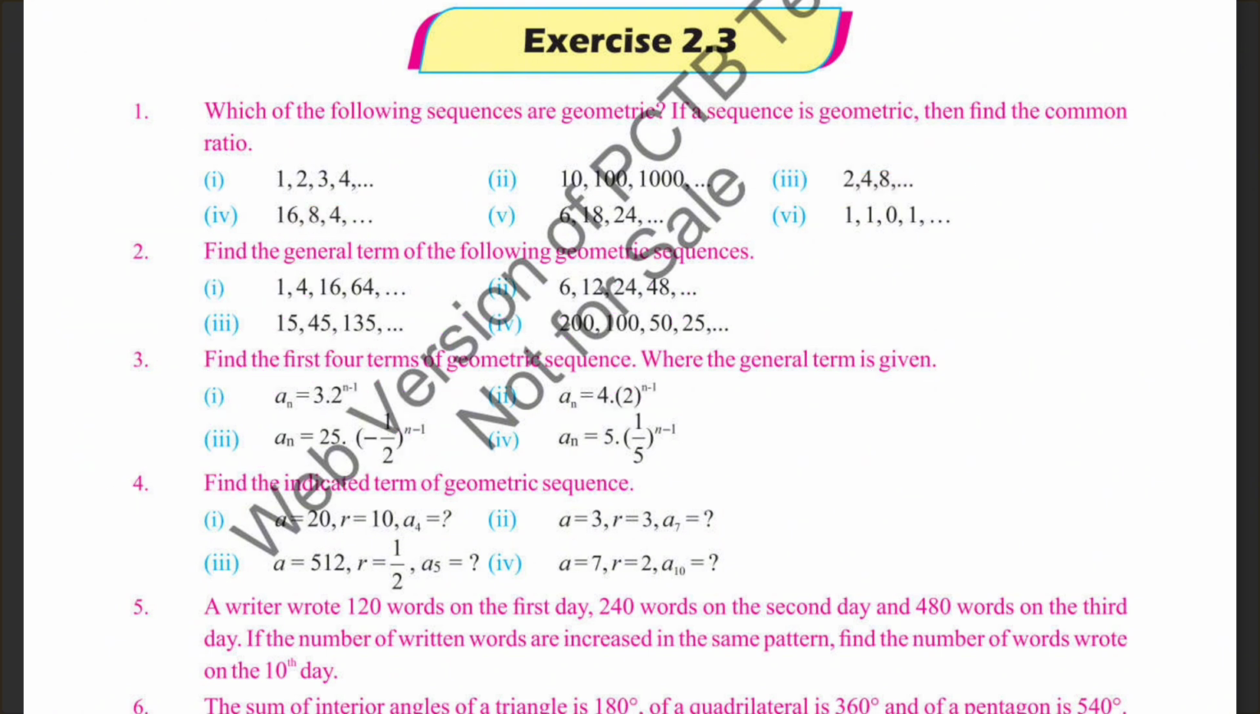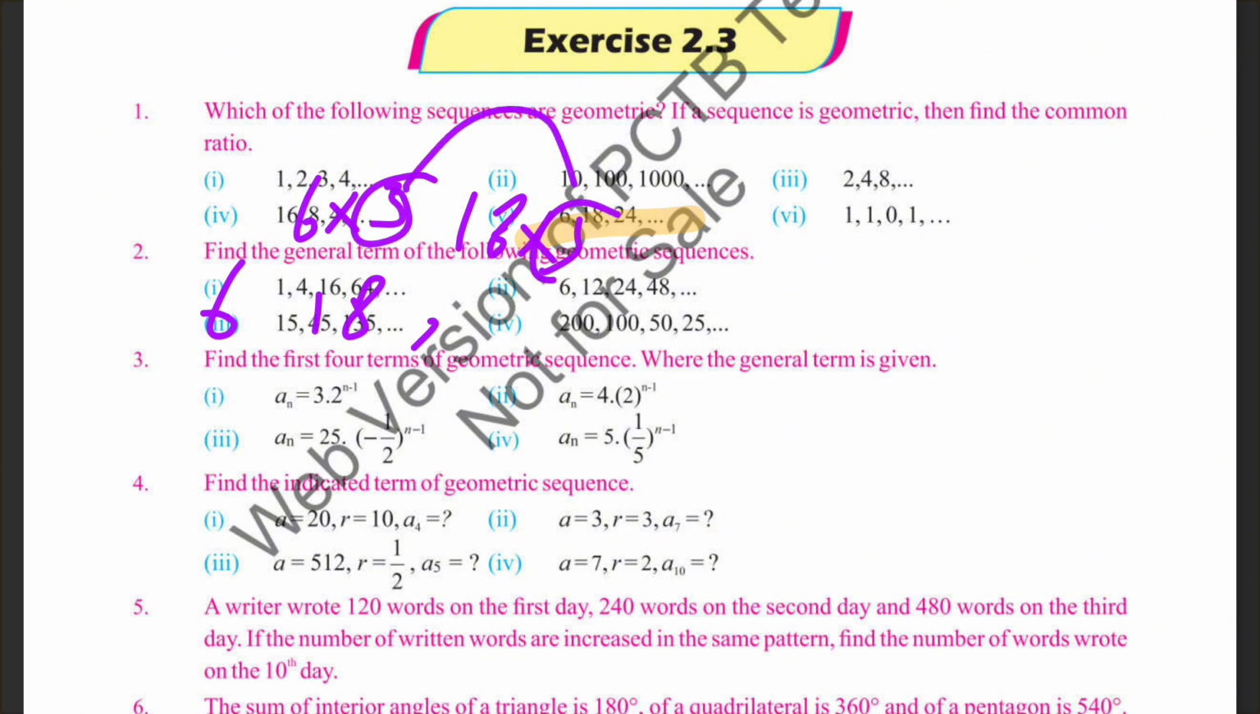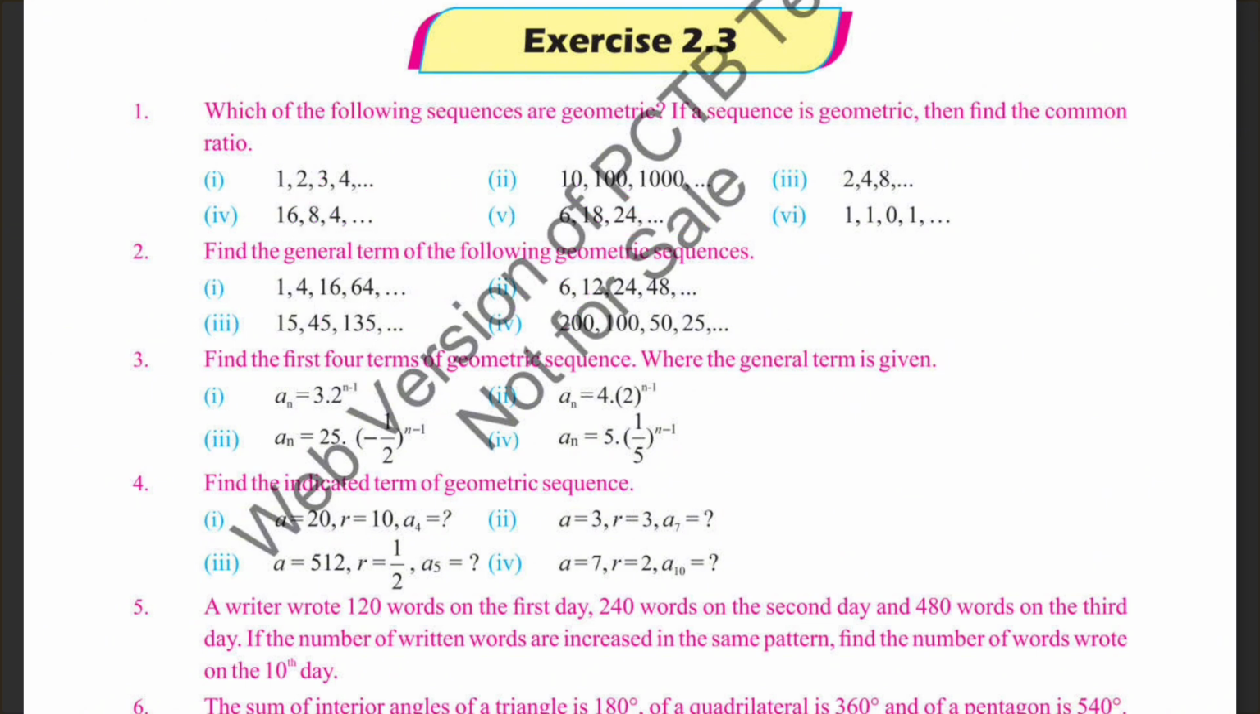Okay, next term. Now 6 is here, and the next number is 6 multiply by 3, the answer is 18, and 18 multiply by the same number 3 gives 54, and now the next number is 24. It means this is not a geometric sequence.